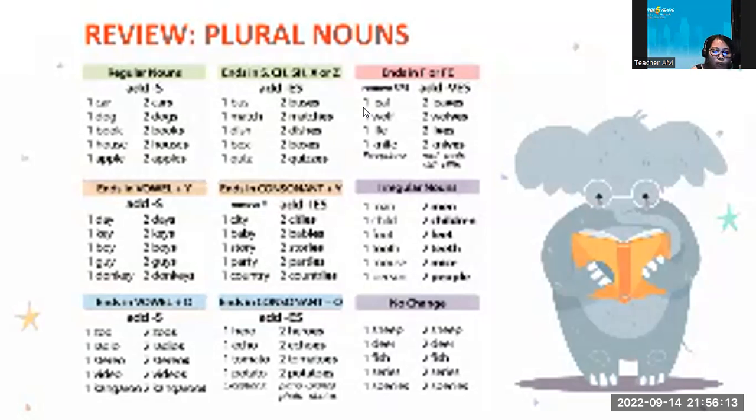Okay, so now we have here one wolf, two wolves, right? Yes. One life, two lives. One knife, two knives. You say knives. Lives. Knives.